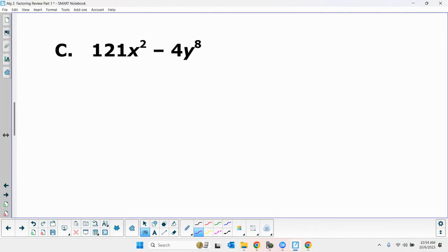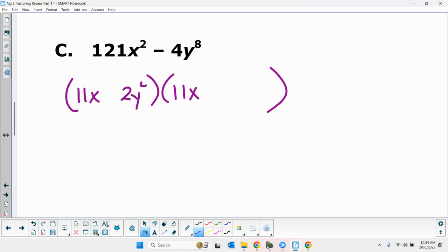GCF? No. Perfect squares? Yes. Minus between them? Yes. So, make your two sets of parentheses. What's the square root of 121x squared? 11x. Very good. What's the square root of 4y to the 8th? 2y to the 4th. Very good. Then what? 1 plus, 1 minus.